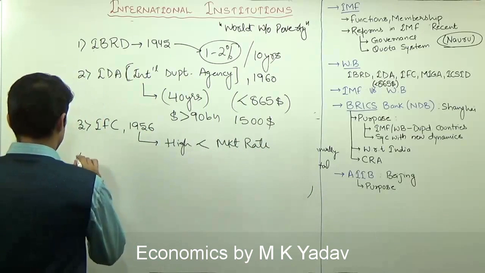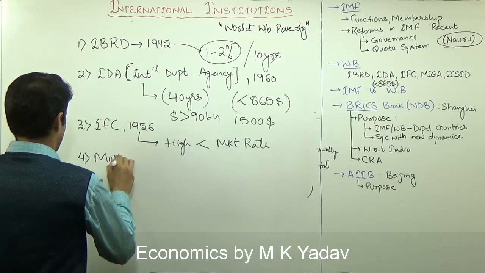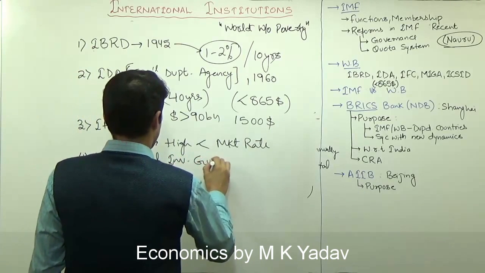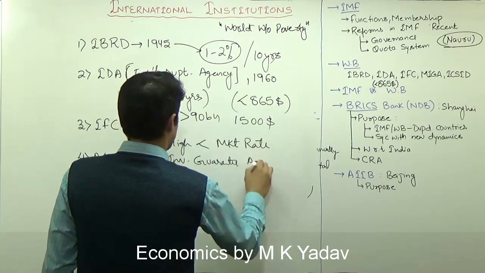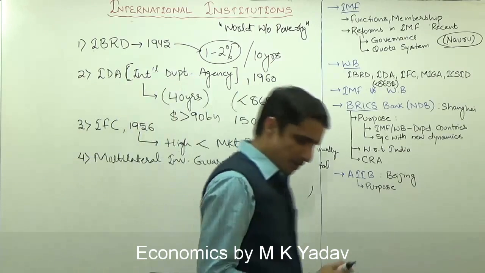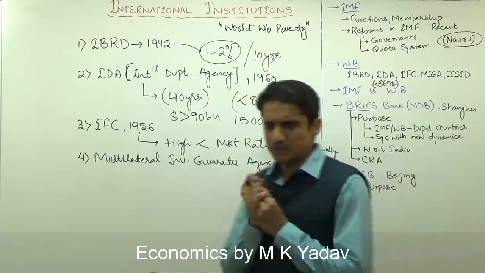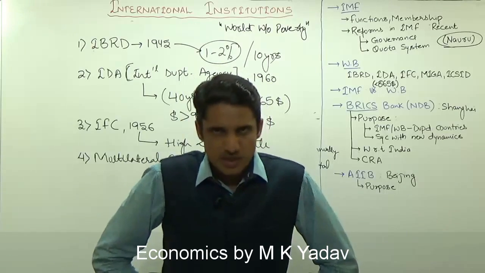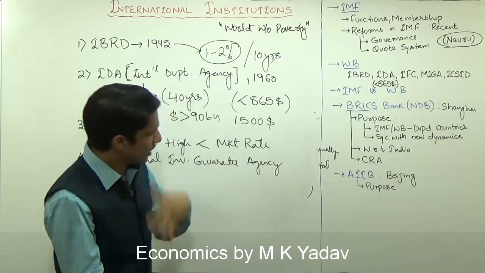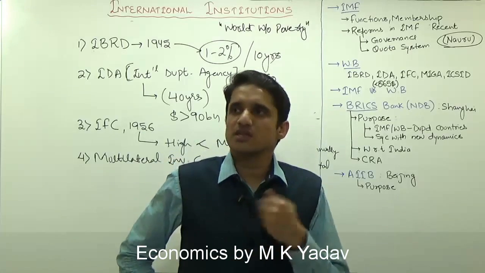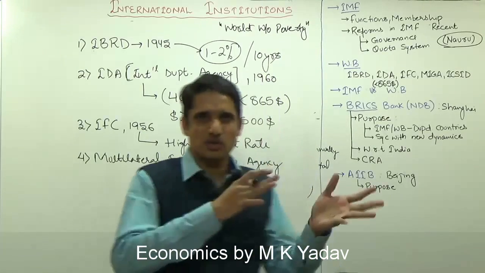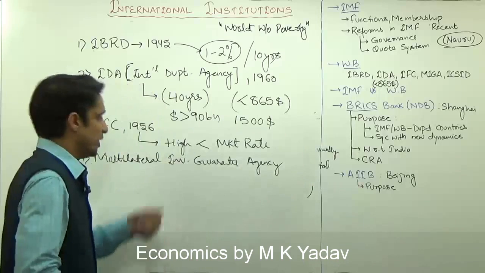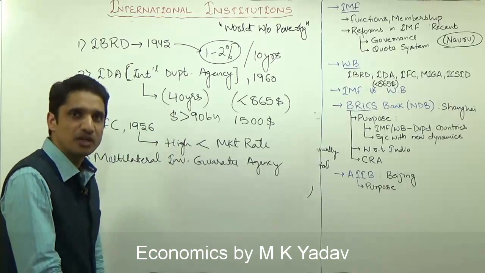Then we have the MIGA, Multilateral Investment Guarantee Agency. So suppose Africa is there. Why would Infosys want to invest in Africa? Why will Infosys invest when it knows that there are lots of political risks? There is a lot of risk related to war. Out of this Congo, Burundi, and all this, they fight with each other. So why would any private investment go there in Africa or a poor country?